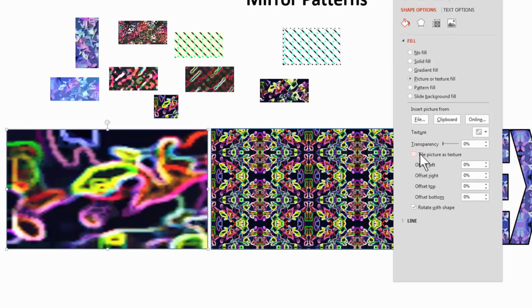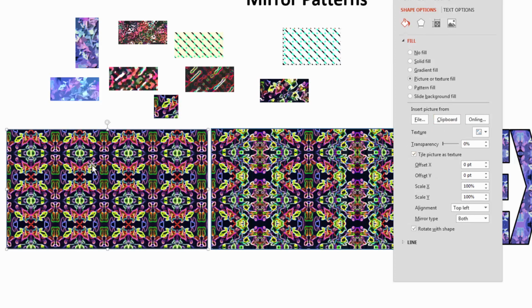Paste. Tile it. Okay, so you take a look at that pattern, you look at this pattern. They're quite different. So you can really, really play with these patterns by cropping them and get different kinds of mirrored kaleidoscope effects. Beautiful patterns, really quite nice. Again, very complex looking, but very simply done.